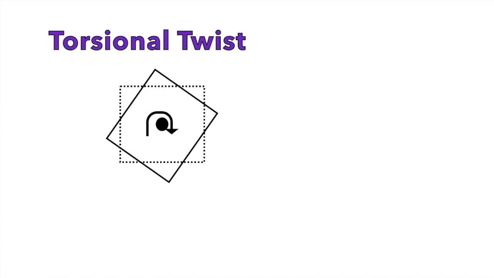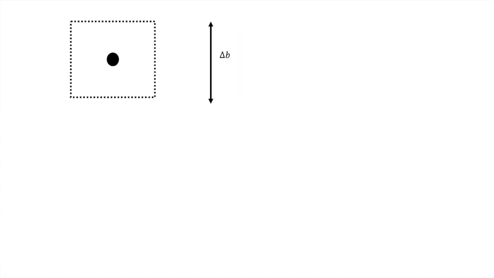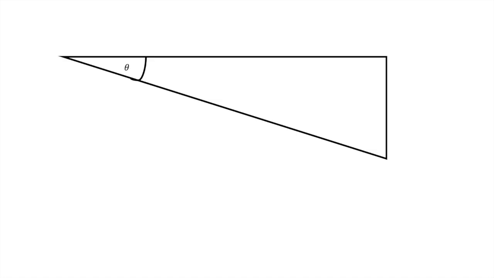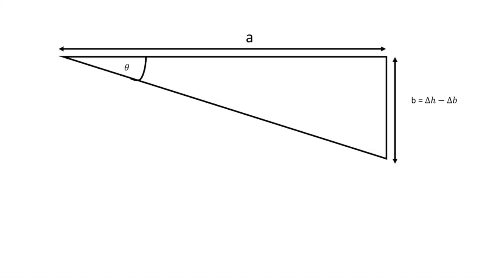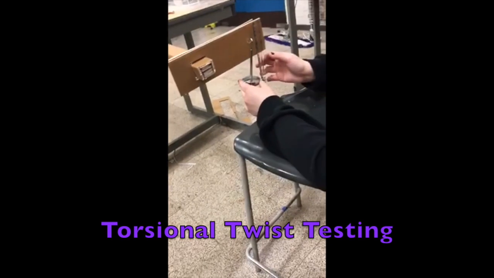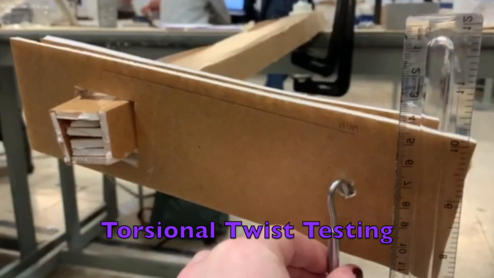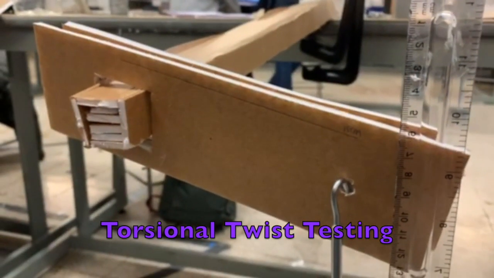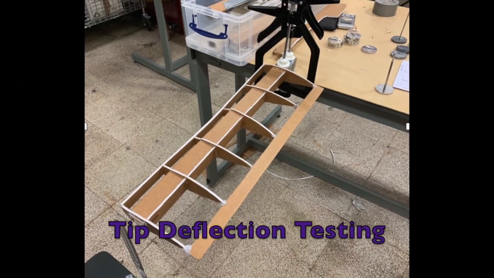Torsional twist is the rotation of the component due to the applied load. It can be measured using the following method where delta H minus delta B is the vertical displacement minus the tip deflection at the load. The actual angle was 7.219 degrees but only 1.3 degrees was predicted. This may have been due to the clamp being loose, allowing greater rotation.